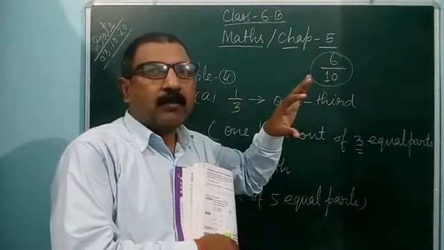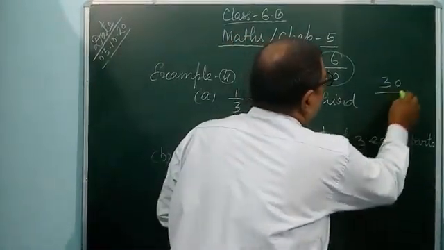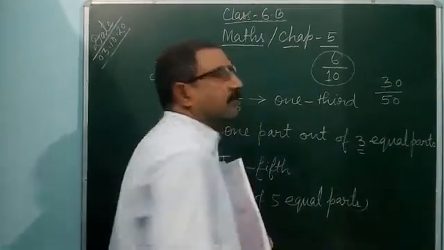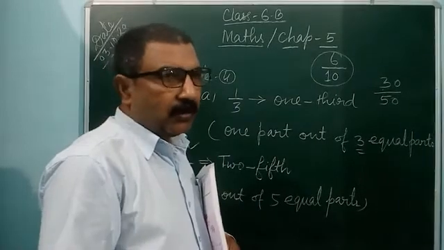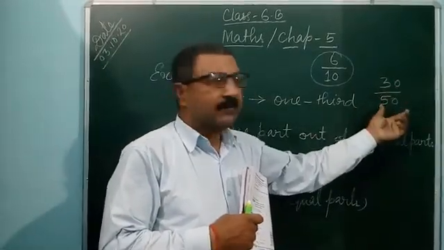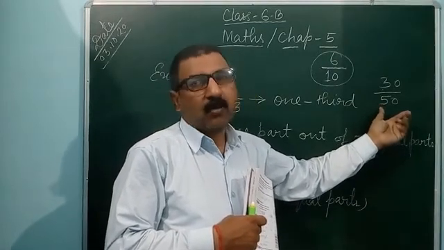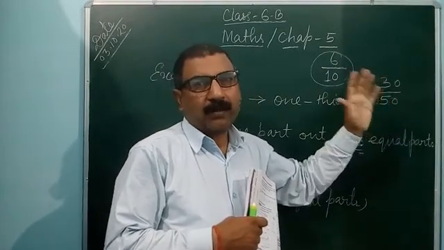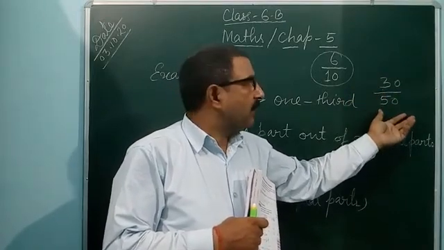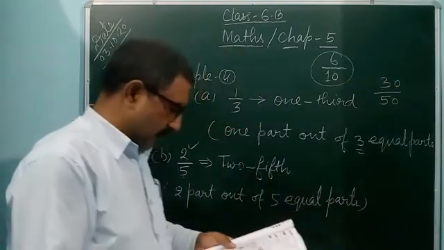Out of 50, suppose you have got 30. It means 30 by 50. What you got will be the numerator, and the total marks will be the denominator. The denominator represents the whole part. The whole marks is 50, and out of 50 you have got 30, which means 30 by 50. In this way, you can extend fraction.